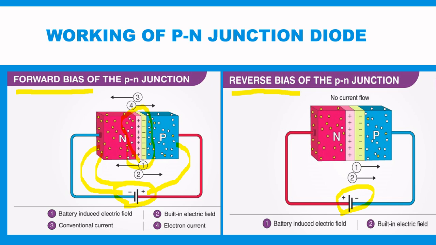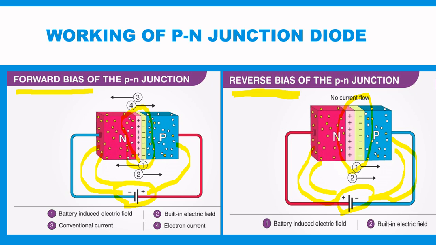If the positive terminal of the battery is connected to the N side and negative is connected to the P side, then the junction is said to be reverse biased, as shown in the figure. As the positive potential is connected to the N-type material, the electrons in the N-type material are attracted towards the positive terminal. In turn, the holes in the P-type material move towards the negative terminal. It increases the immobile ions at the junction. The net effect is the widening of the depletion region.